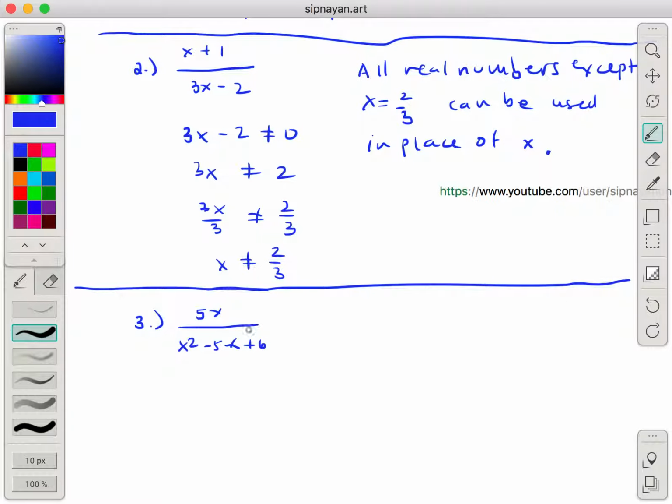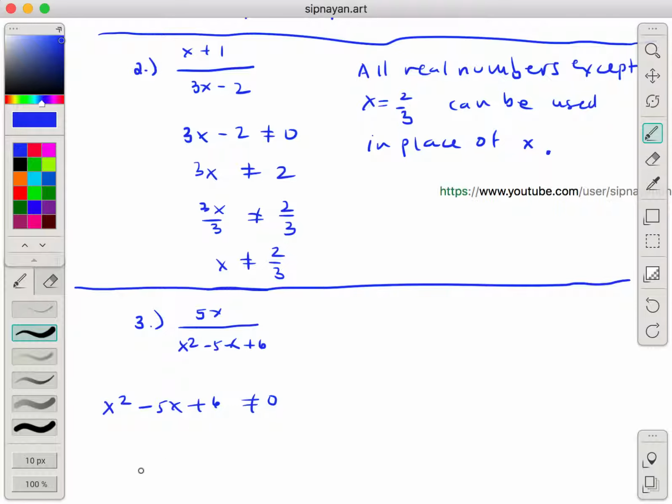For the last example, again, the denominator must not equal 0. So, x squared minus 5x plus 6 must not equal 0. And since we are discussing rational expressions, the assumption is that you are already studying quadratics. This is a quadratic expression, and when we equate it to 0, we either do factoring, completing the square, or use the quadratic formula. You should already know this because by the time you get to rational expressions, you are supposed to have discussed the quadratic equation.